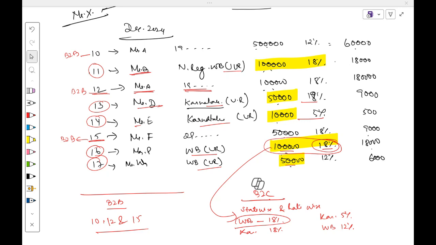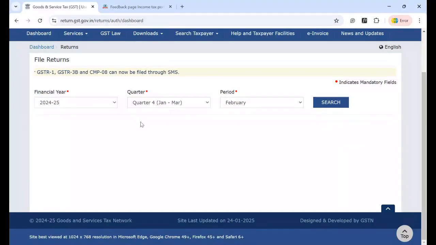What is the due date for GSTR1? It is already discussed. If you are a regular registered person, then it is the 11th of the succeeding month. If you want to know the due date, the best way is like this. One minute, I'm going to show you. The best place for viewing the due date is here, as the registered person.